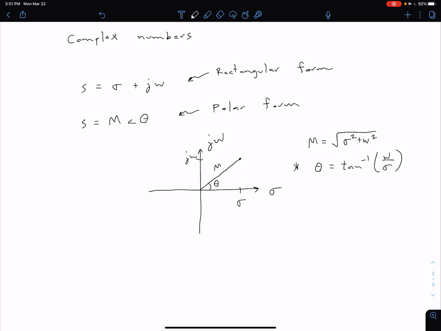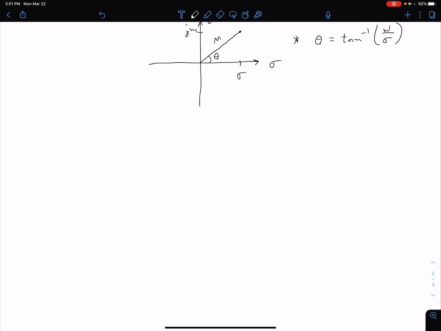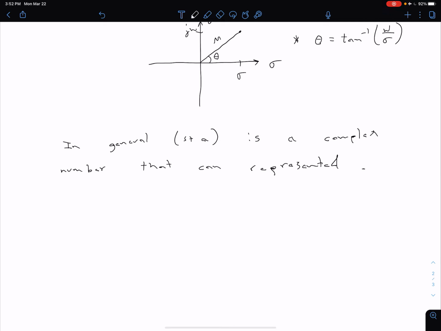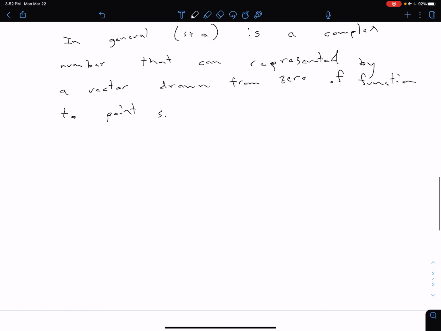Okay, so the next thing we want to talk about is a general representation of a zero. We're not going to use it too much in this unit, but we're going to come back to it in the next unit when we're using our root locus for design. So let's say in general we have this s plus a, which is a complex number. We can represent this graphically with a vector. A complex number can be represented by a vector, and the vector is going to be drawn from the zero of our function to some point s. I know that's kind of vague, but let's consider a specific example.